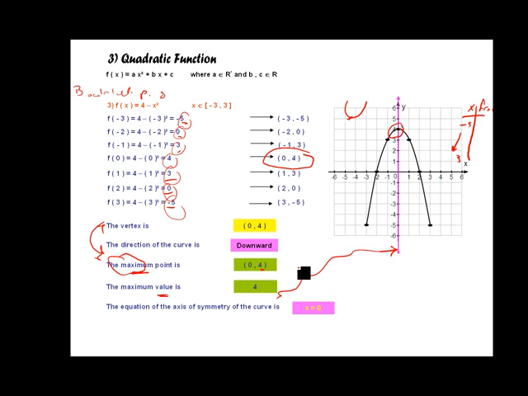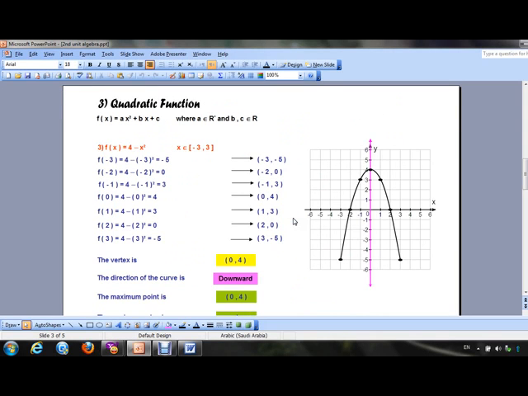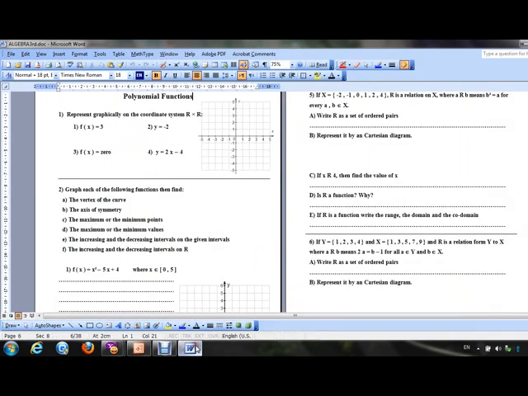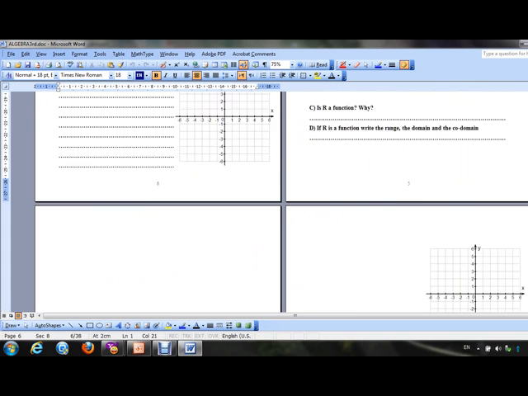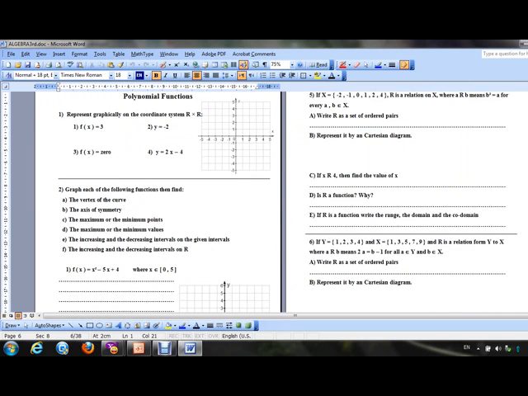Okay. We have another example in the booklet. I'm going to answer it now, which is example number 1, page 6. Yes, this example. Let's see.